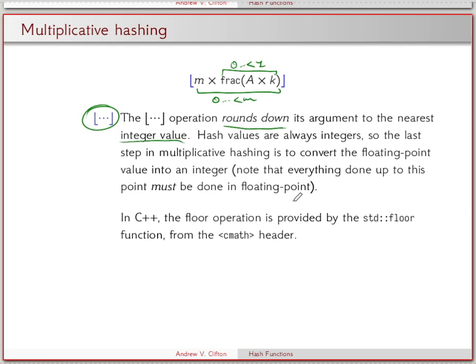So the last step is to turn our floating point thing into an integer value. Everything up to this point has to be done in floating point, but at the very end, we want to turn it into an integer value. In C++, this is called the floor function, and again, it comes from the cmath header. So if I take a value between 0 and less than m, and I round it down, what do I get? I get a value from 0 as an integer to m minus 1, which is exactly what we want.